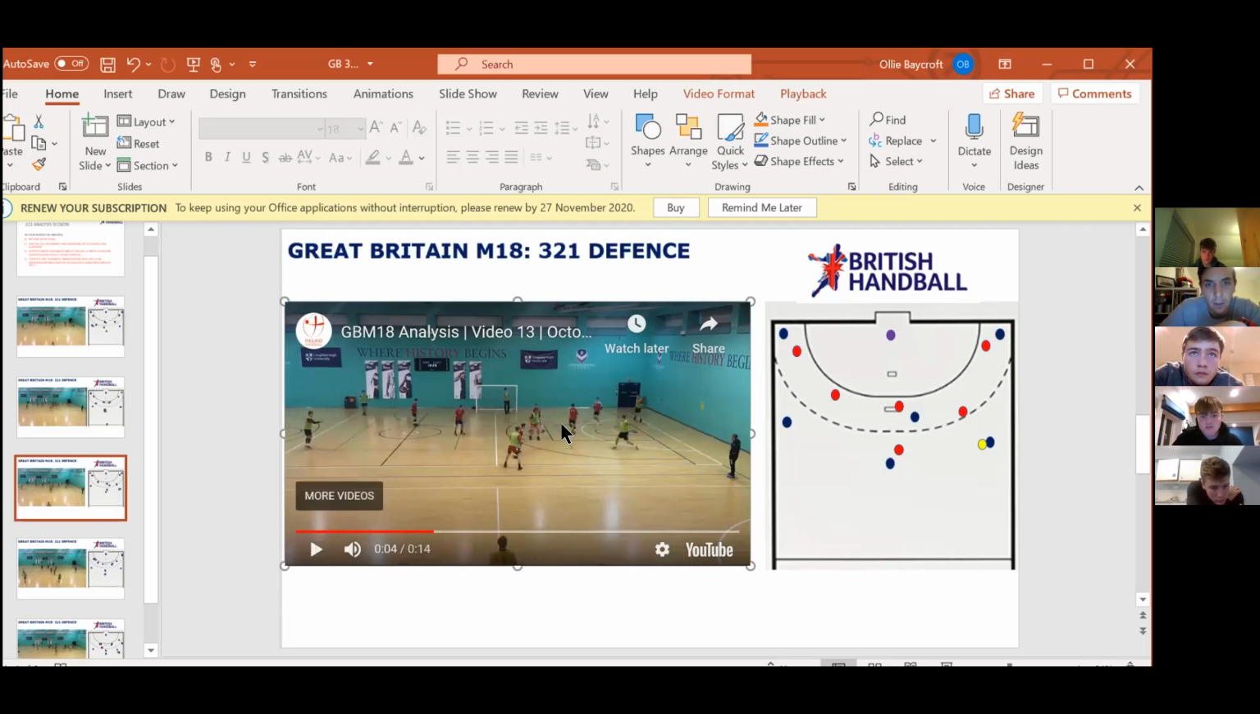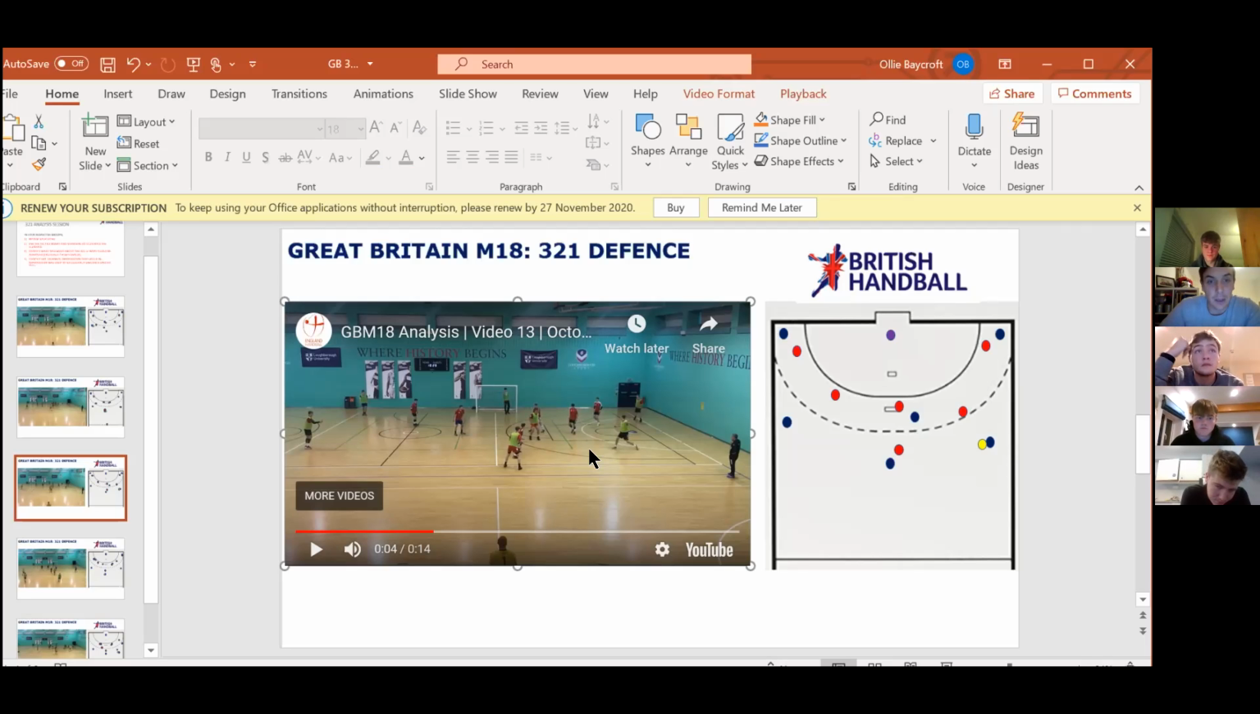He was too passive, not putting enough pressure. Might as well not be on the court. His job isn't to defend the pivot here. It isn't to defend the 6 meter. It's to defend the number 2, the right back in this situation. It's a completely free pass, without any real danger.